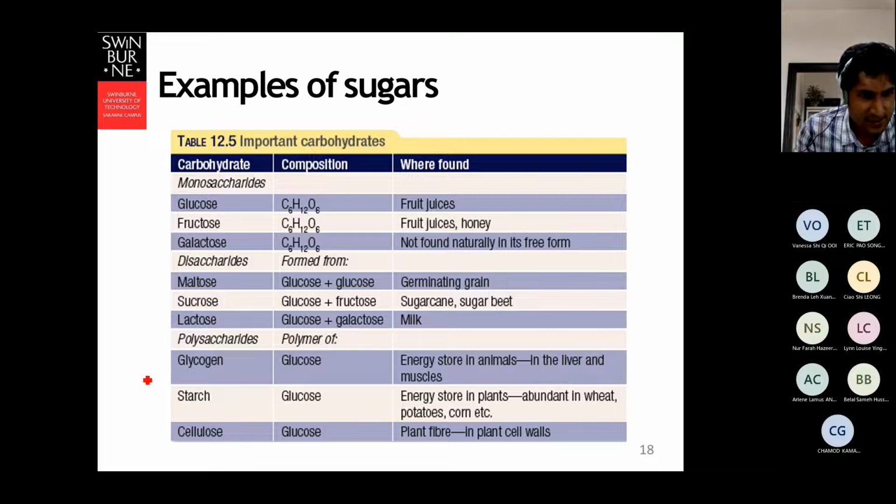And polysaccharides are starch, cellulose, glycogen, and all those things. This glycogen is the energy stored in animals, in the liver and in the muscle, which in too much turns into fat tissues.